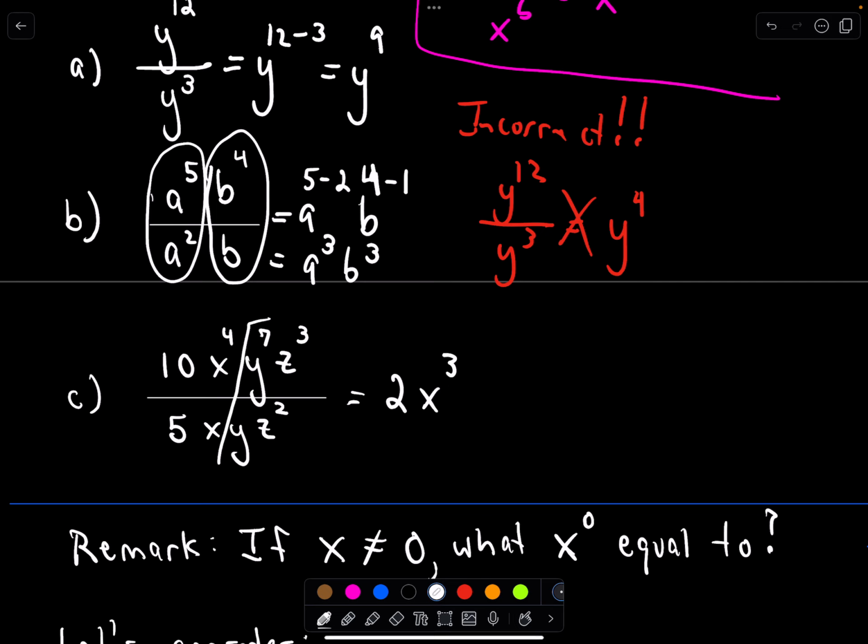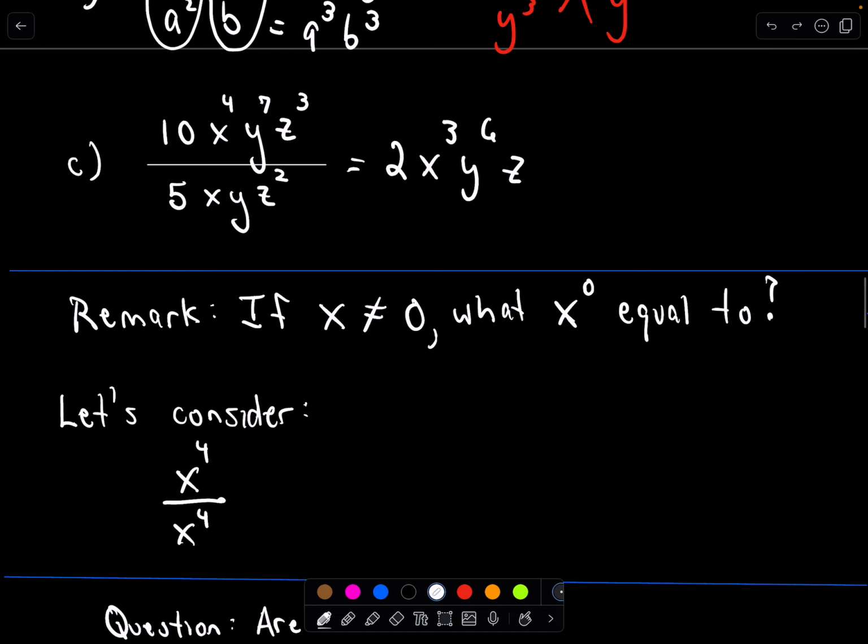Next, I see this like base. I see y to the 7th over y to the 1st. So I would subtract those exponents, 7 minus 1. That's going to leave me with a y to the 6th power. And last but not least, if I look at my z's, I've got z to the 3rd over z squared. That would be z to the power of 3 minus 2, or z to the 1st. And when it's just to the 1st power, we don't even write it. So that would simplify to 2x to the 3rd, y to the 6th, z to the 1st. Okay, so if our base is not equal to 0, what is some non-zero number raised to 0?